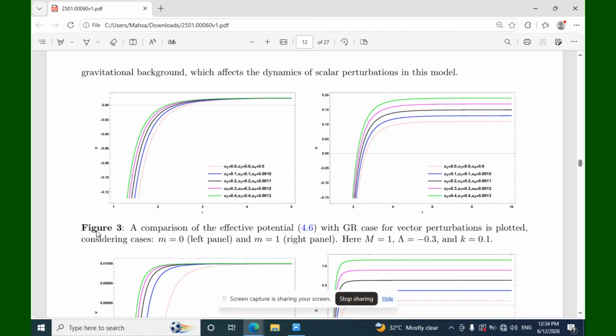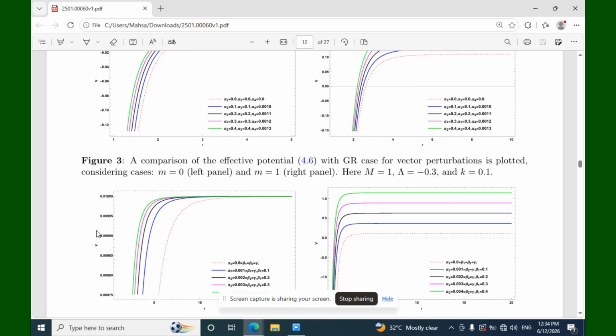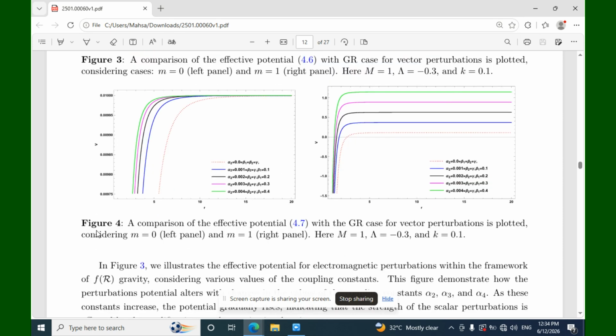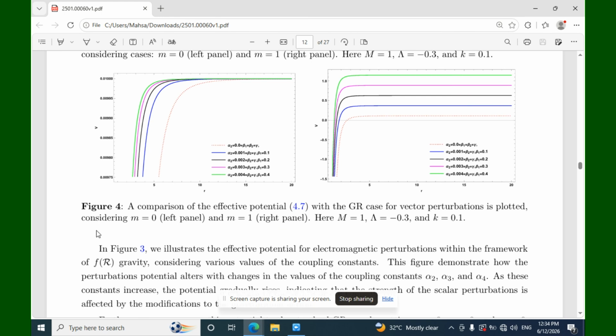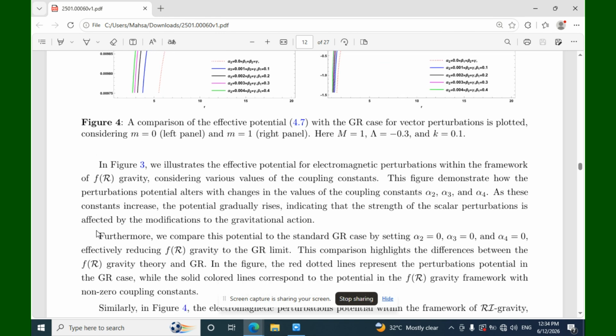Figure 3 illustrates a comparison of the effective potential 4.6 with the general relativity case for the vector perturbations, plotted considering m equal to 0 in the left panel and m equal to 1 in the right panel. Here M is 1, alpha is equal to minus 0.3 and chi is 0.1. Figure 4 illustrates a comparison of the effective potential 4.7 with the general relativity case for vector perturbations, plotted considering m equal to 0 on the left and m equal to 1 on the right. Here M is equal to 1, alpha is equal to minus 0.3 and chi is equal to 0.1.